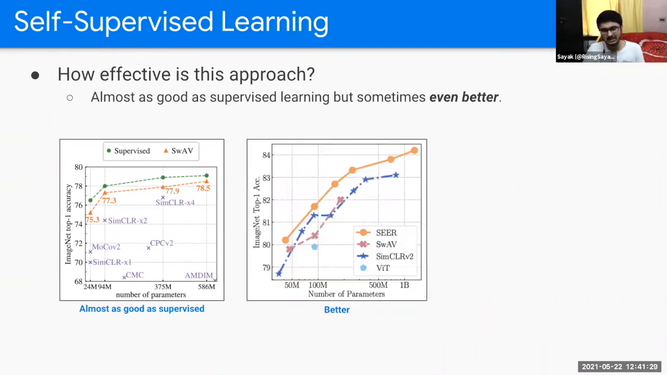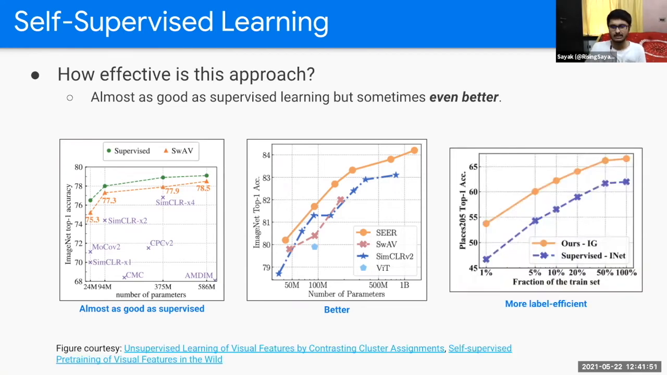And now in 2021, it's even better. We are able to see that the orange line, which is coming from a self-supervised learning method, is able to even beat the performance of supervised learning methods. And this is something that genuinely excites me, right? For all the right reasons that we just discussed. And it's even more label efficient.